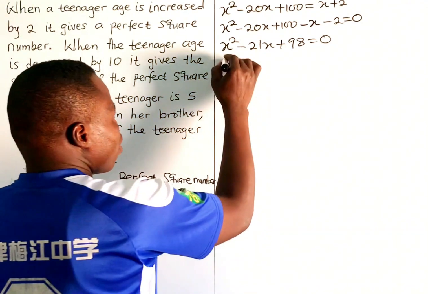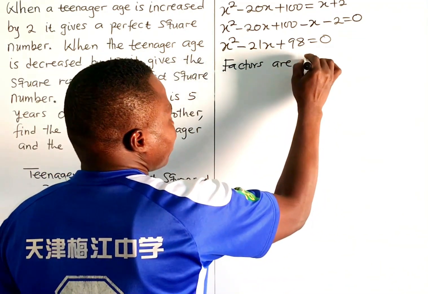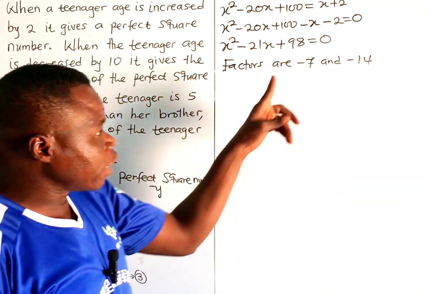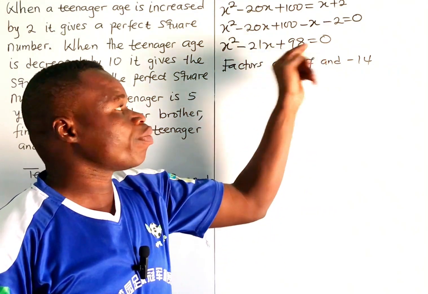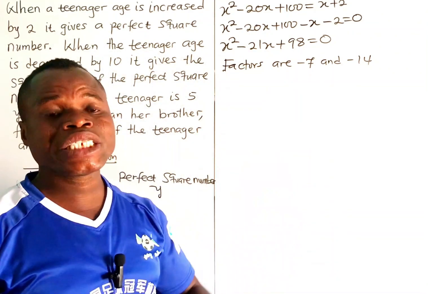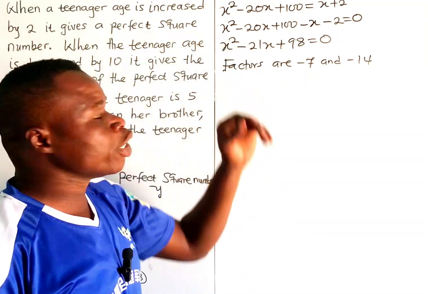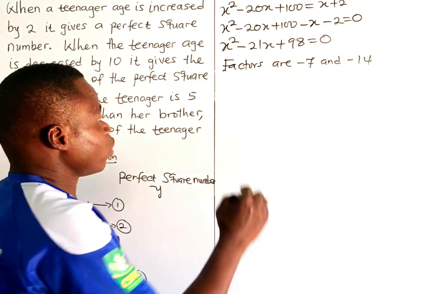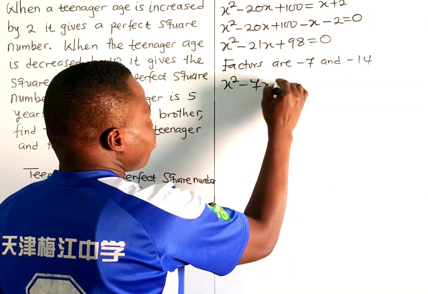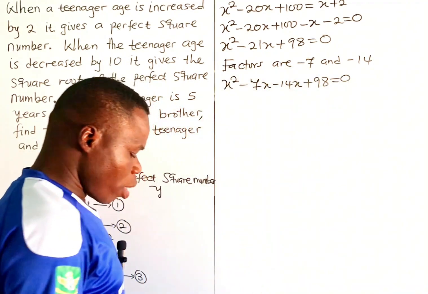And those factors are going to be minus 7 and minus 14. If I take minus 7 times minus 14, I'll get positive 98. If I take minus 7 plus minus 14, I'll get negative 21. So these are my factors. I will now replace them in place of 21 in order to get 4 terms. So x squared minus 7x minus 14x plus 98 is equal to 0.